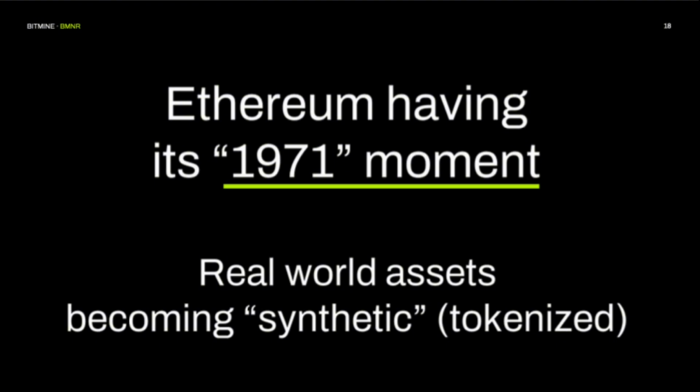With the history set, we enter the core. Ethereum is going through its 1971 moment, and real-world assets are turning synthetic. Physical world assets, real estate, stocks, bonds, commodities are being mirrored on-chain as tokens. Ethereum, in his view, is the best base layer to carry those synthetic assets.